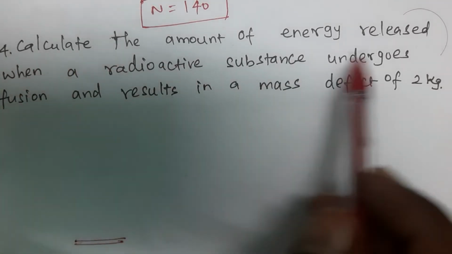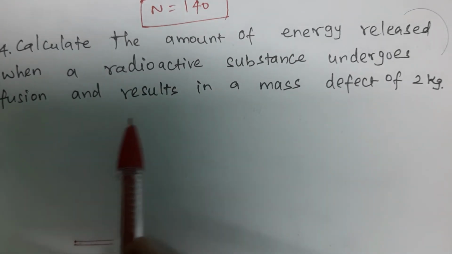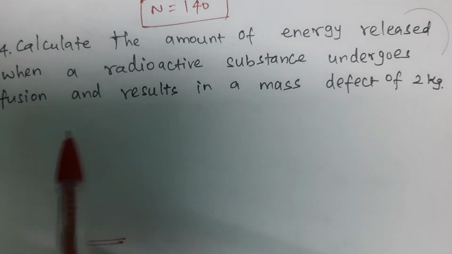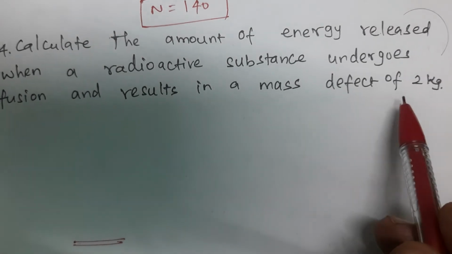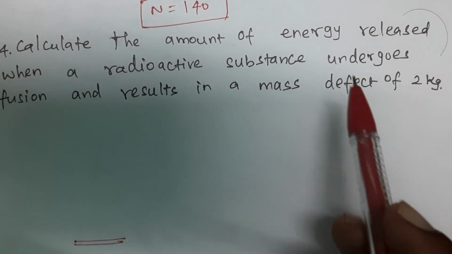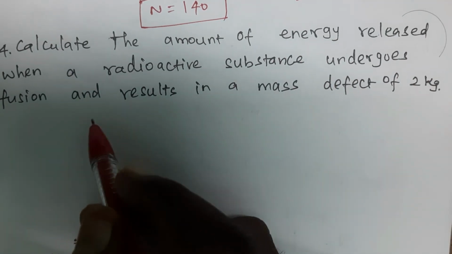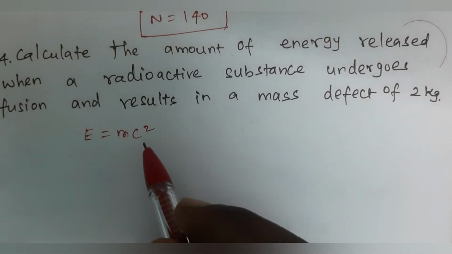Question number 4. Calculate the amount of energy released when a radioactive substance undergoes fusion and results in a mass defect of 2 kg. So during the fusion reaction, there will be a mass defect. The mass defect value is 2 kg. This mass defect is converted into the form of energy. So the energy released we are going to calculate with the help of mass-energy equivalence. E is equal to mc squared.